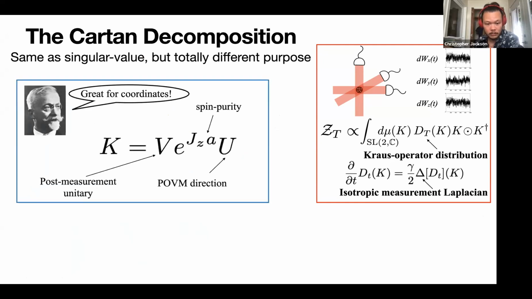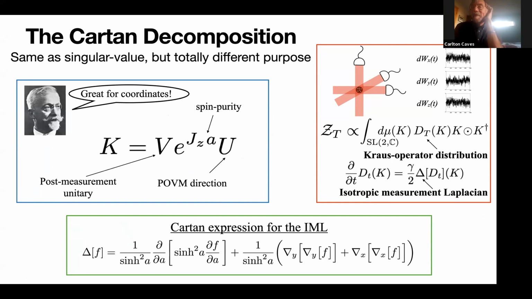Chris was talking about this, and I told him, Chris, you have to say the blood, sweat, and tears that finally got the Cartan expression for the IML, because when you showed me the isotropic measurement Laplacian, that was not called that at the time. Well, I'm a theoretical physicist, and I said, Chris, this is the most beautiful thing I've ever seen in my life. But then it was a year to transform that very beautiful thing into this Cartan expression, which you can actually look at and see what's going on. And that was the blood, sweat, and tears. Yes, it was very, very bloody indeed.